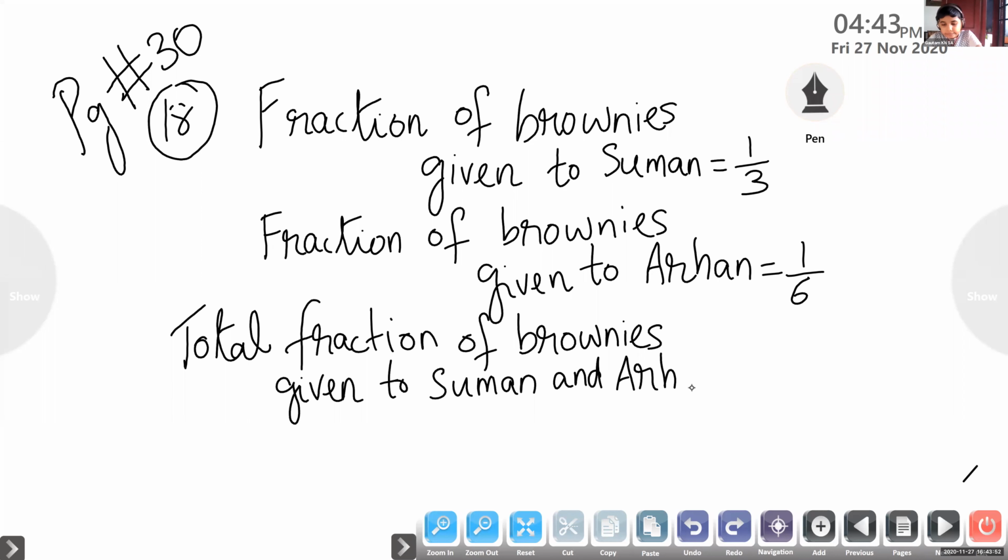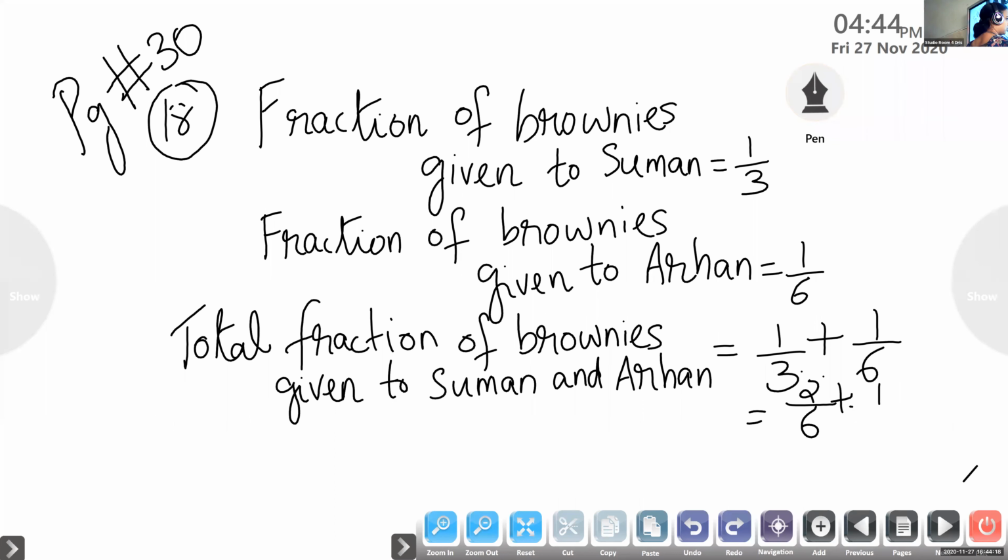Nothing more, just add and write 1/3 plus 1/6. Children, this you can easily do. 1 by 3, how can you make it here? Multiply by 2. So 2 by 6 plus 1 by 6 is equal to 3 by 6.